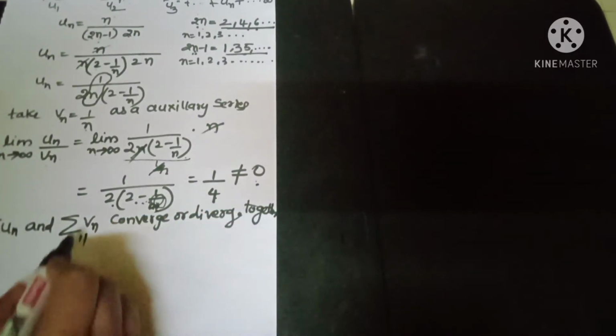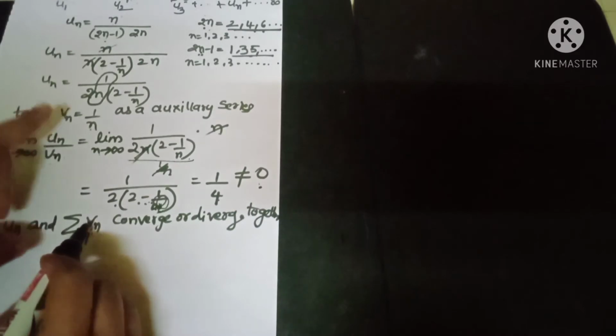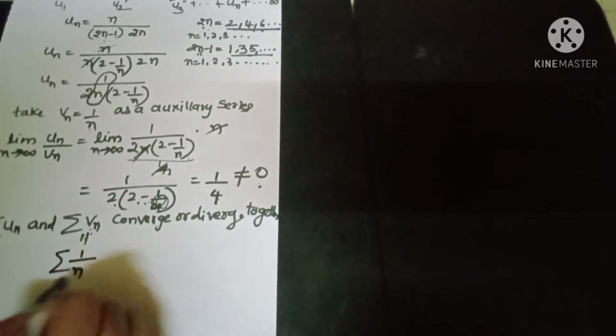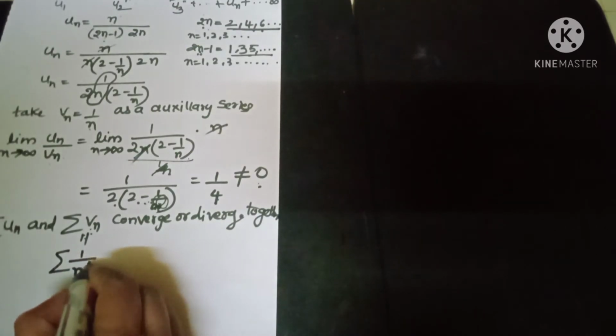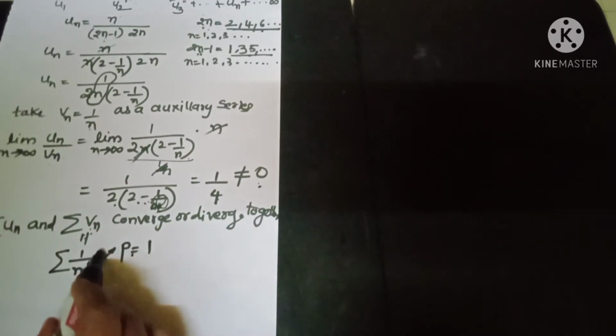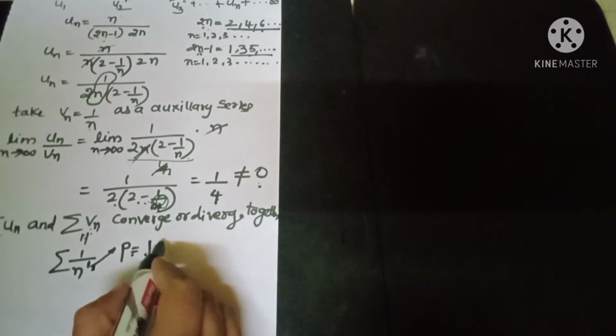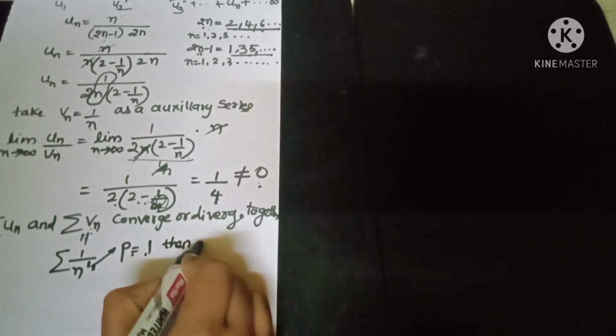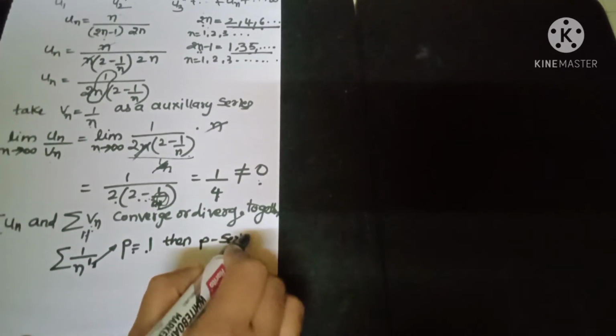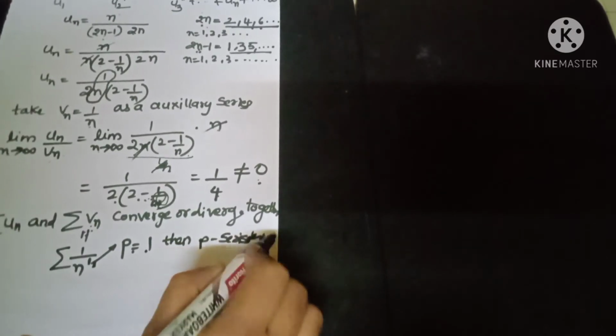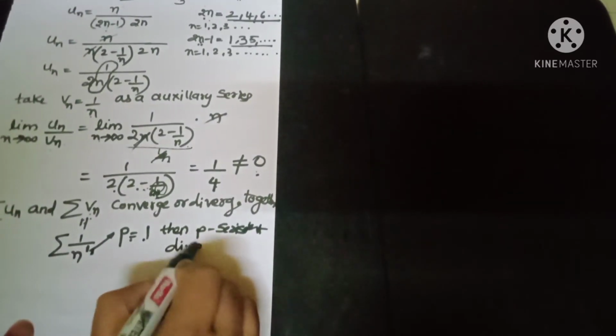But what we have taken as series Vn is equal to 1 by n. And here the p value is 1. If there is nothing here, we should take it as 1. Therefore, 1 by n to the power of p, the p series test, p value is 1. And if p value is 1, then by the p series test, this is divergent.